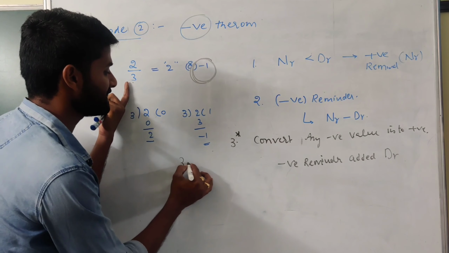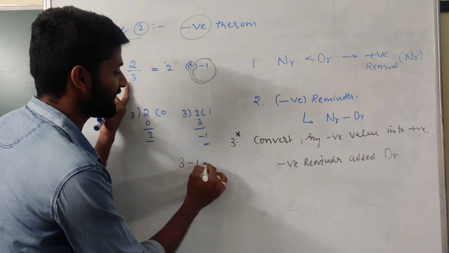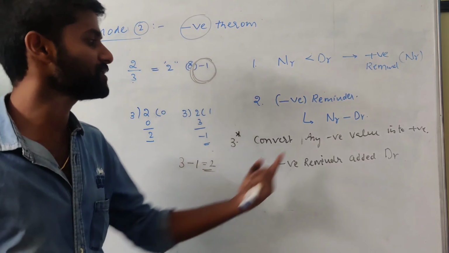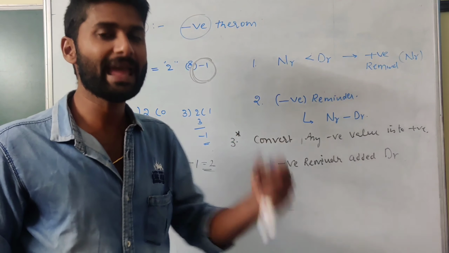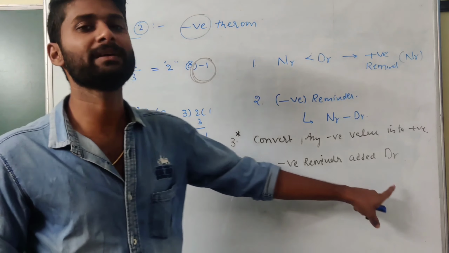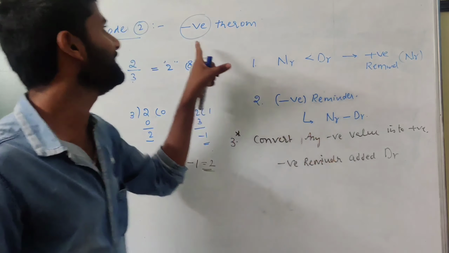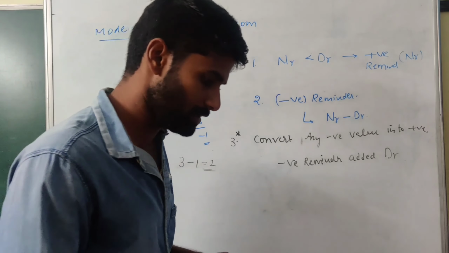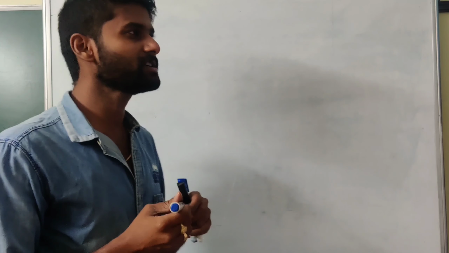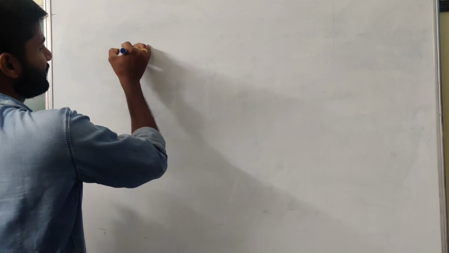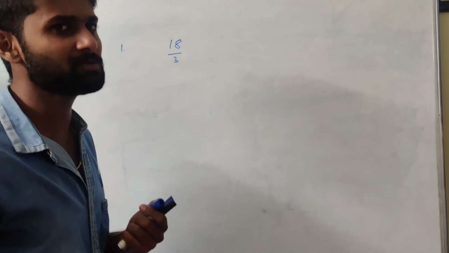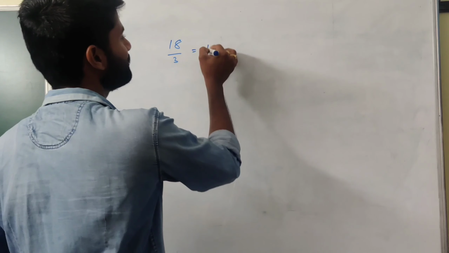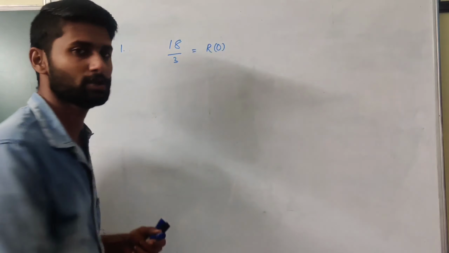That means 3 minus 1 is exactly equal to 2. So that is the conversion of the negative remainder into the positive remainder. When the negative value is added to the denominator, the value becomes positive. That is what the theory says. Just see, we go to some examples related to the negative remainder. For example, 18 divided by 3 is exact cancellation. We get remainder 0.